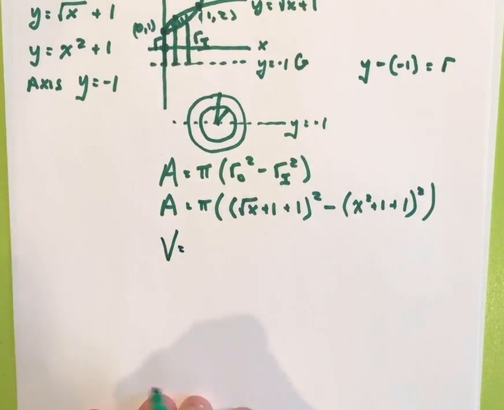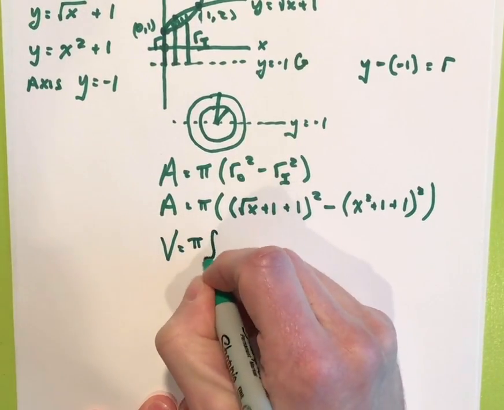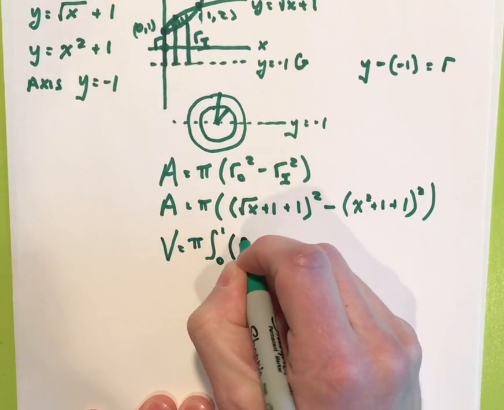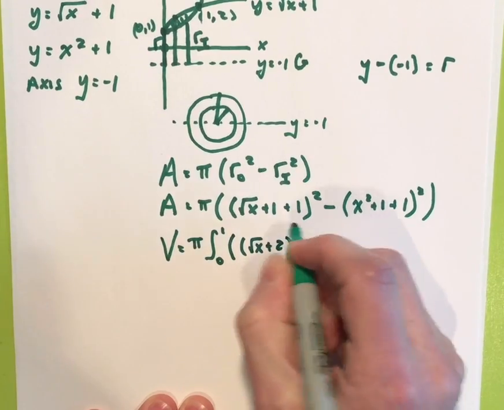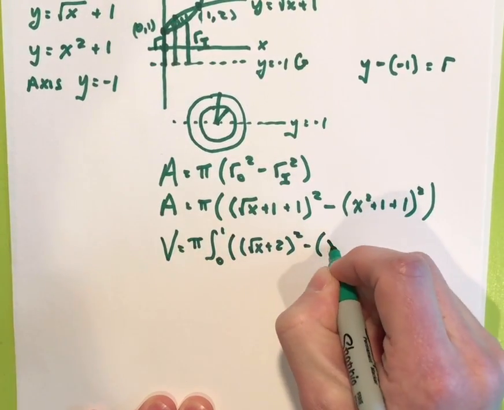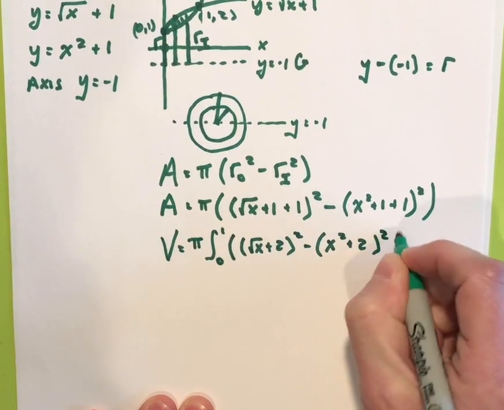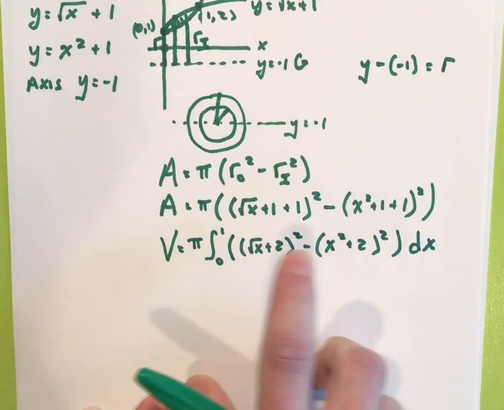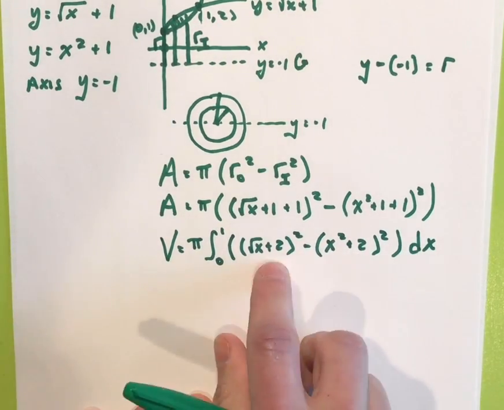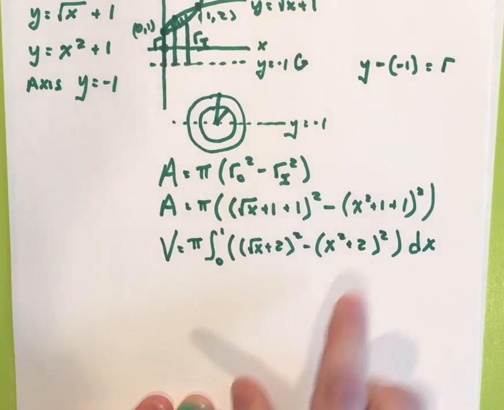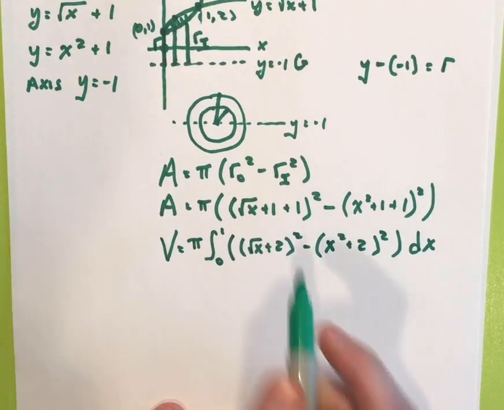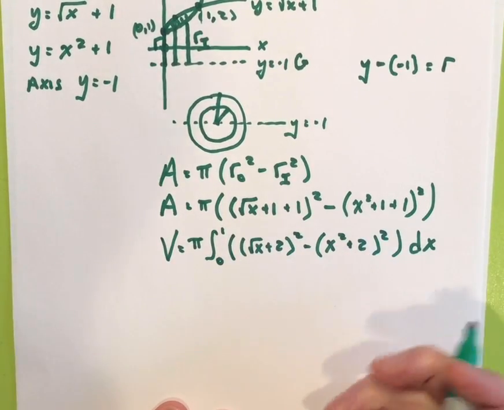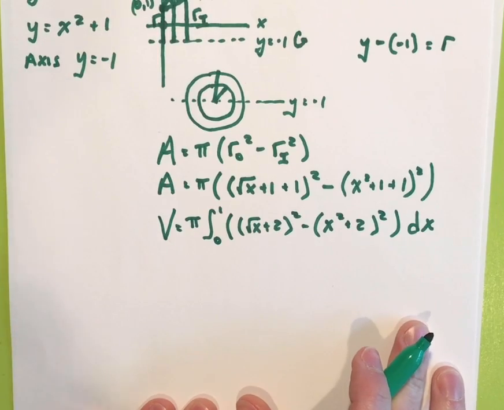So our volume, I'm going to factor out the pi, going from 0 to 1 of root x plus 2 squared minus x squared plus 2 squared dx. Keep in mind, yesterday we may have ended up with a negative area. We missed that change of the axis of rotation, so we may have come up with something that did not quite work. I would distribute my exponents in there, multiply that out, which might make it a little bit easier to integrate, and since I'm here, I'll just go through and do the whole thing.